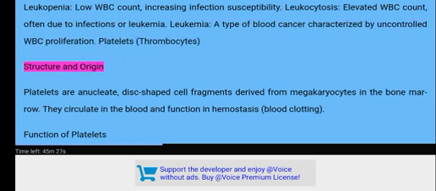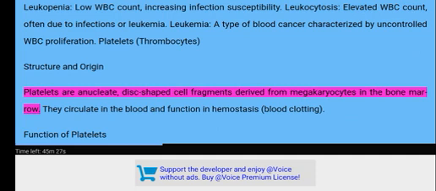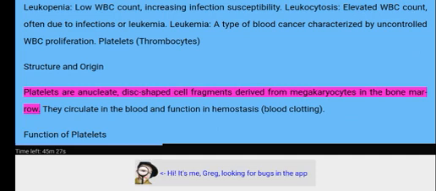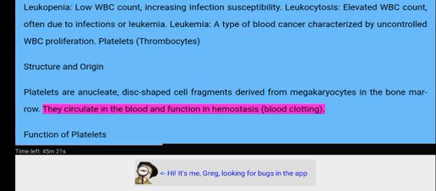Platelets, thrombocytes. Structure and origin. Platelets are anucleate, disc-shaped cell fragments derived from megakaryocytes in the bone marrow. They circulate in the blood and function in hemostasis, blood clotting.